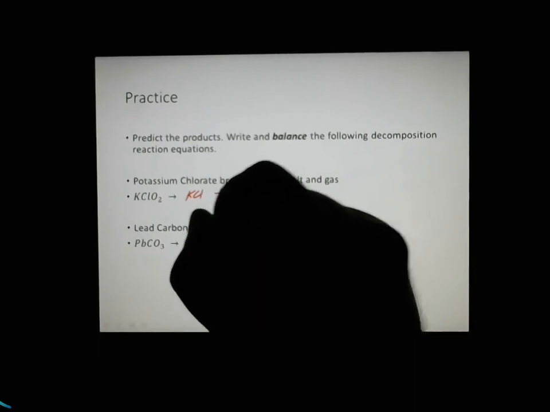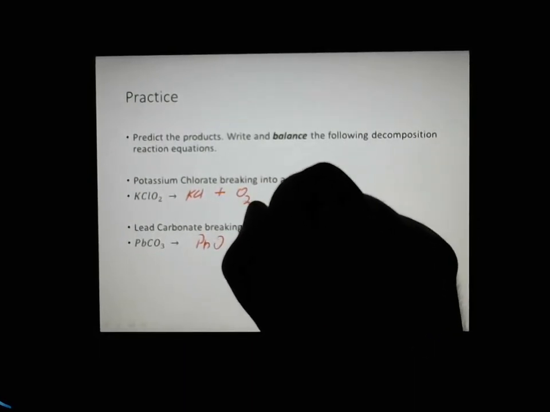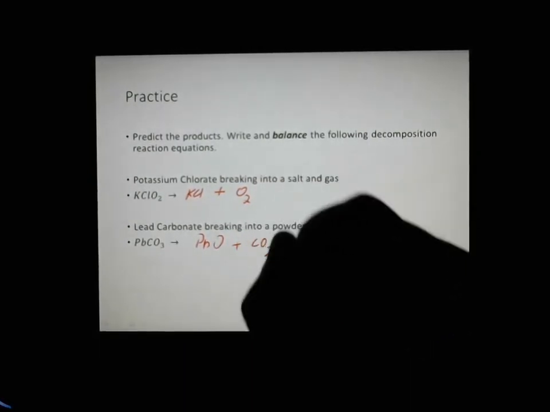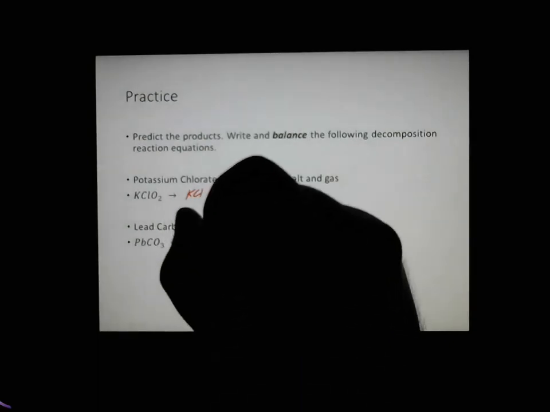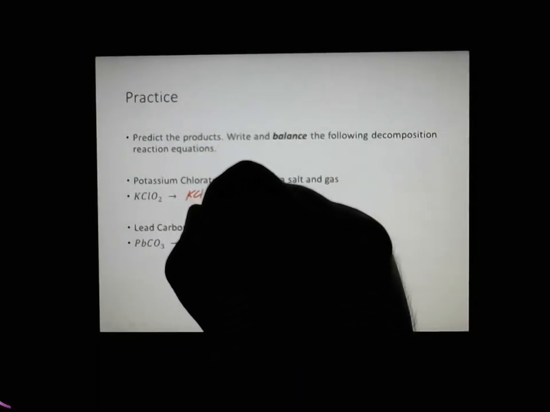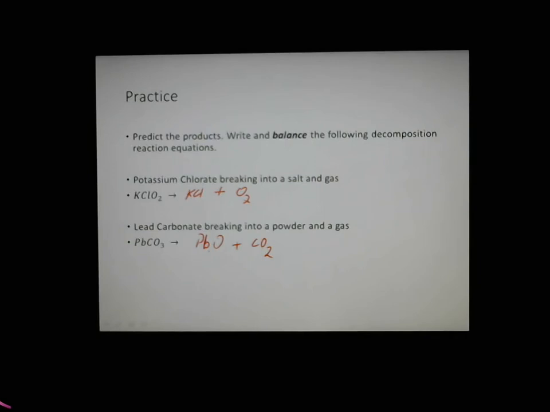So this is going to turn into lead oxide plus CO2. And you might go, well, how do we know that it's going to be lead oxide in that formula? And the thing is, we don't, and as I've said, we are ignoring the transition metals. So we're not going to even touch that with a 10-foot pole.